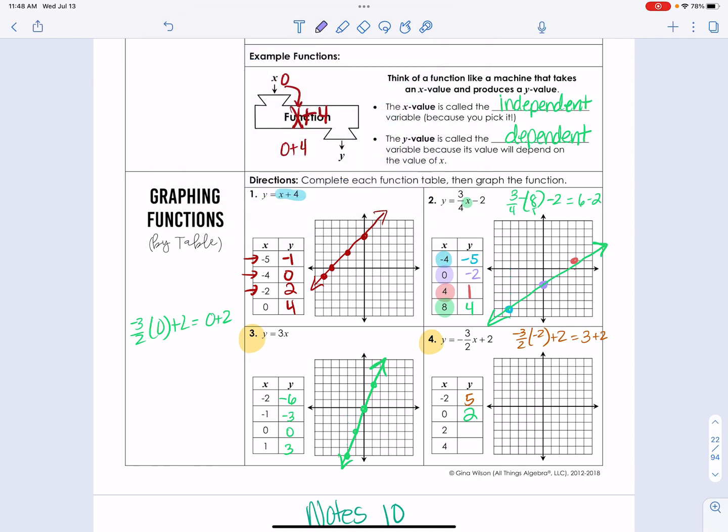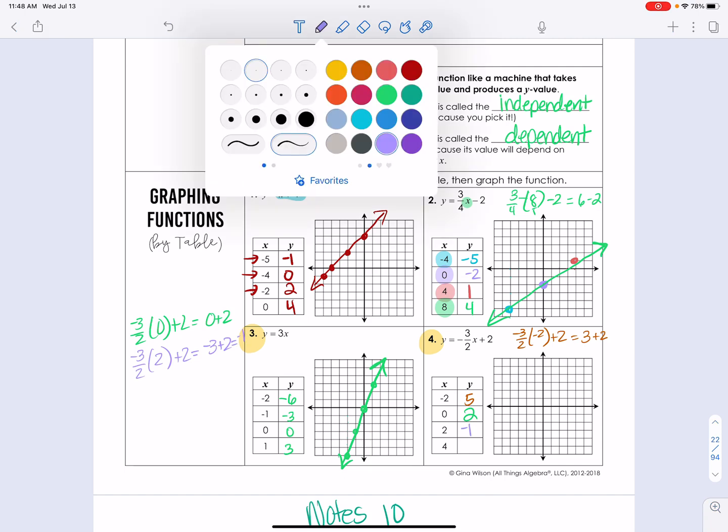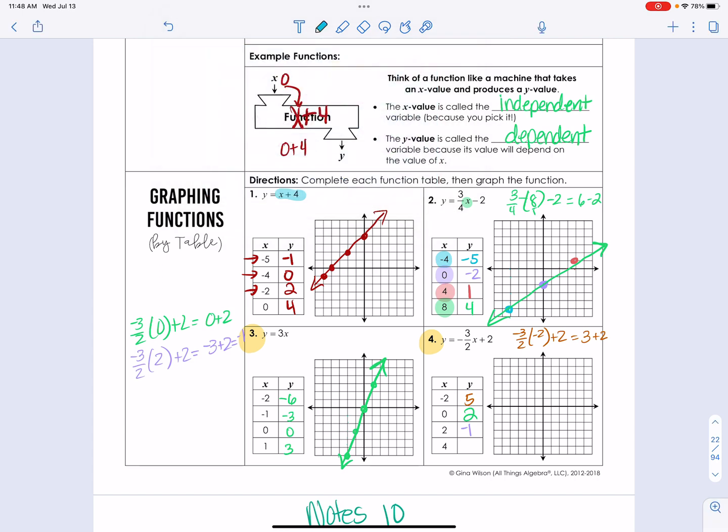And then I'm going to put 2 in. Negative 3 halves times 2 plus 2. Well, that's a negative 6 halves. So that's a negative 3 plus 2, which is a negative 1. And then I'm going to put in 4. Negative 3 halves times 4 plus 2. That's a negative 12 halves. So that's a negative 6 plus 2, which is a negative 4.